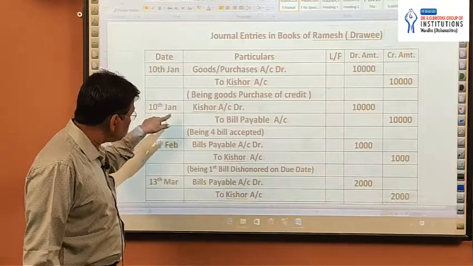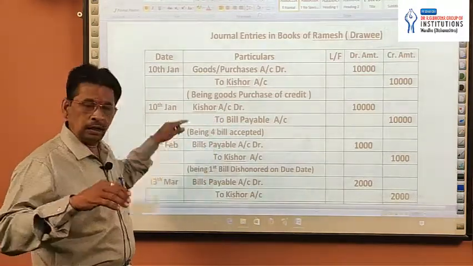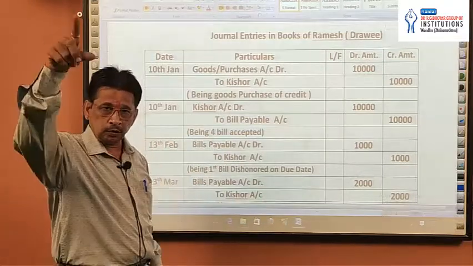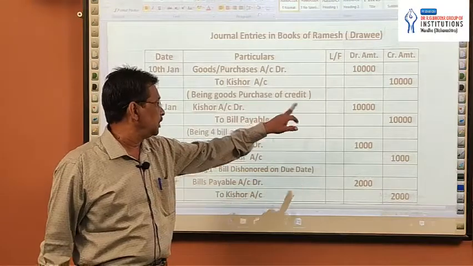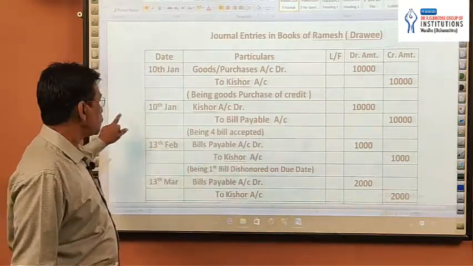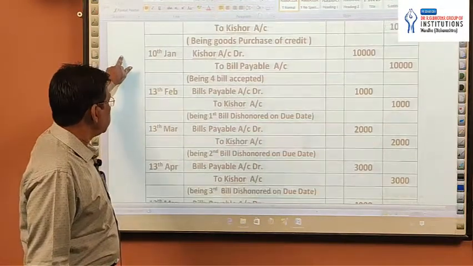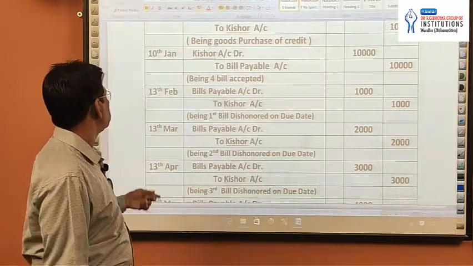Next, on the same day, the fourth bill was accepted by ourselves and handed over to Kishore. So the benefit goes to Kishore. So Kishore account debit 10,000 to bills payable account 10,000, being 4 bills accepted which were drawn by Pankaj.